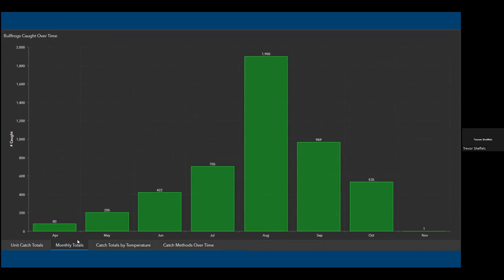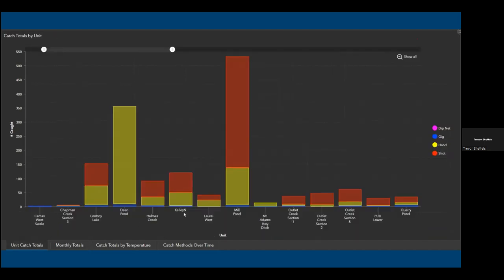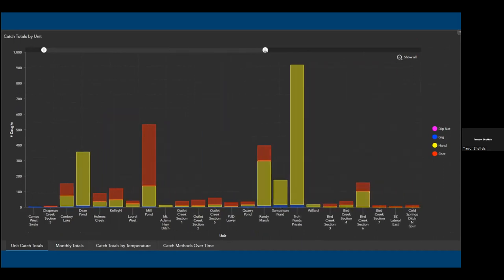More generally, we also like to keep track of the number of bullfrogs caught per month. And I really like this chart because it keeps track of which catch methods we're using the most in which unit, which actually varies a lot and varies over time. So for example, in Tropon's private, the majority of the frogs that we caught were by hand, whereas in the Mill Pond, the majority we caught were by shooting.